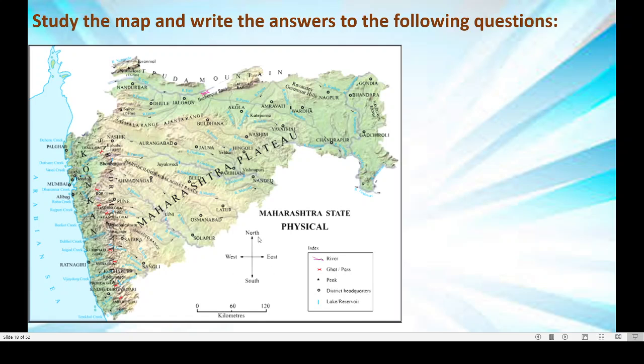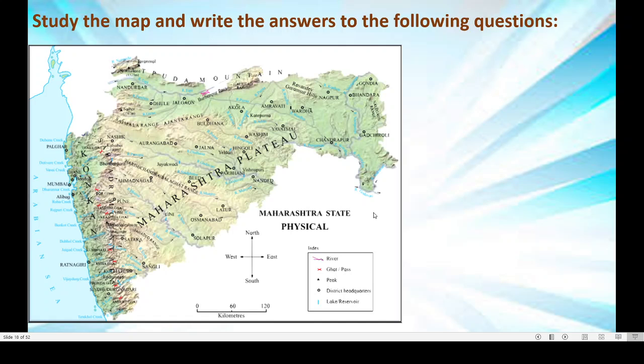Yes, this is our direction. Up means it is north side, this is east side, this is west side and south side. Right? Index is given here. We have to use index to answer the questions given. Okay, see here, this is river. See the symbols. This is ghat, red cross marks. Okay, ghat or pass. Then triangle shows the peak. Then a darkened circle shows the district headquarters. And here the blue line tells us about the lake and reservoirs, dams.